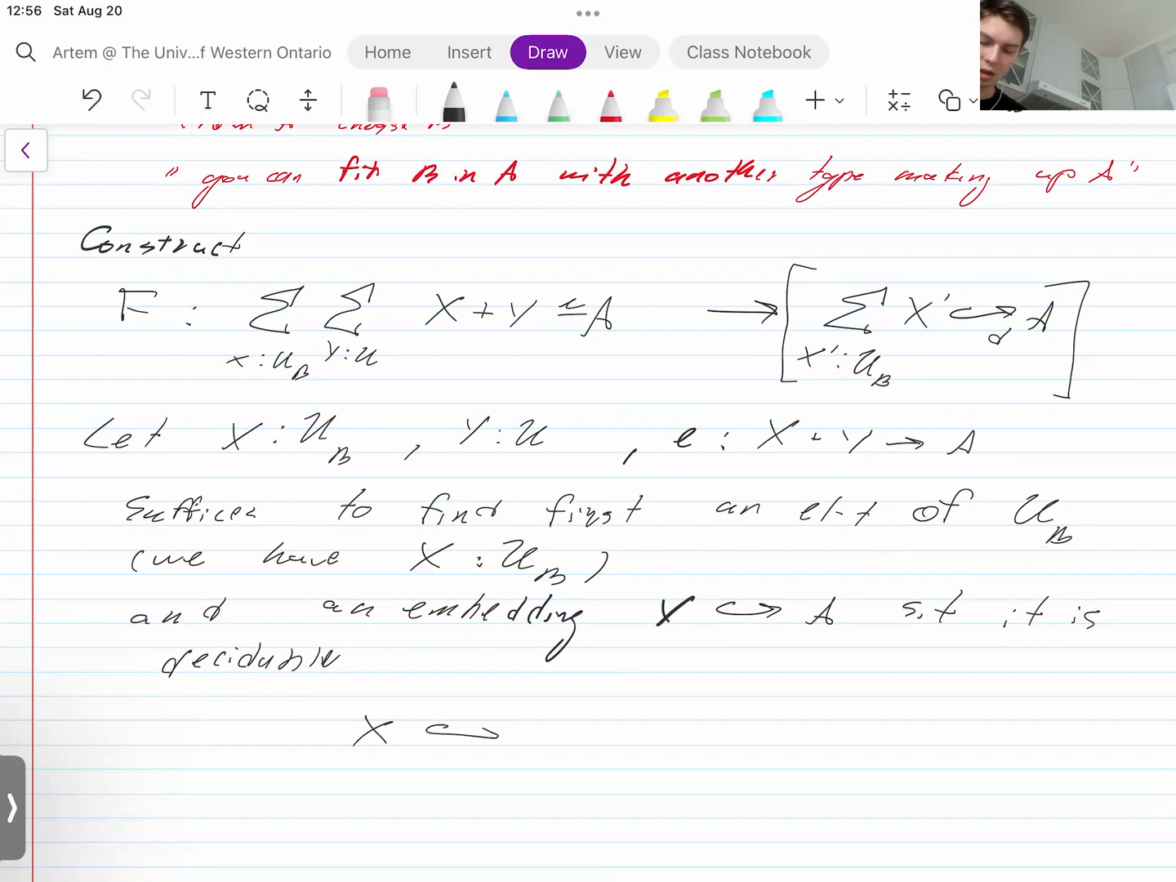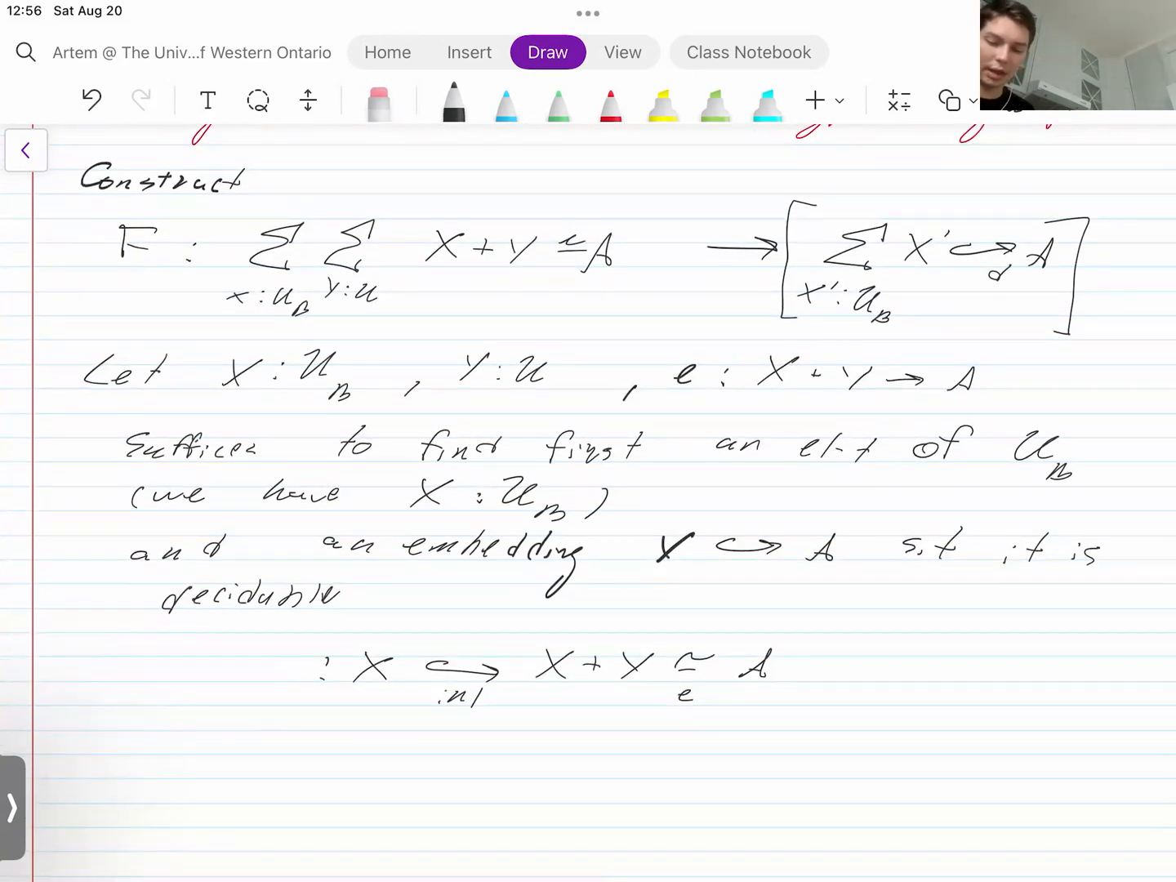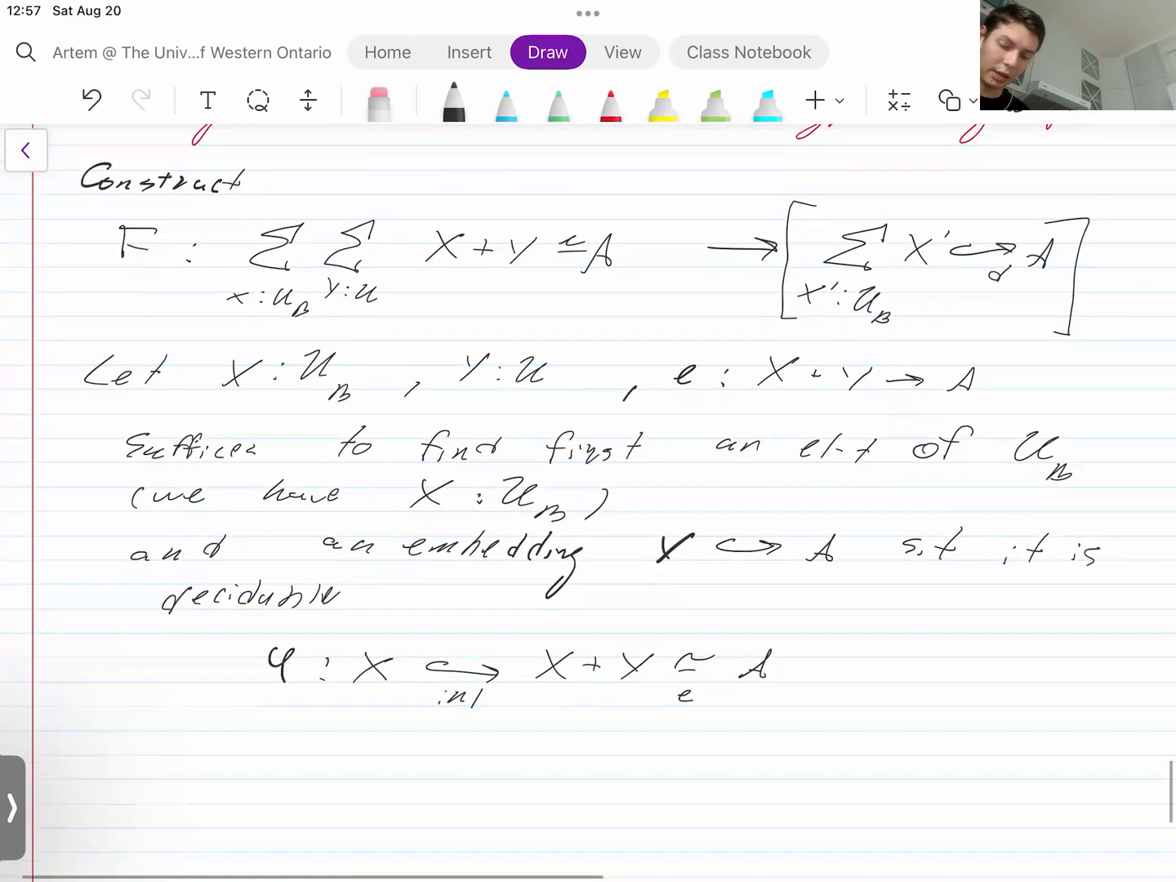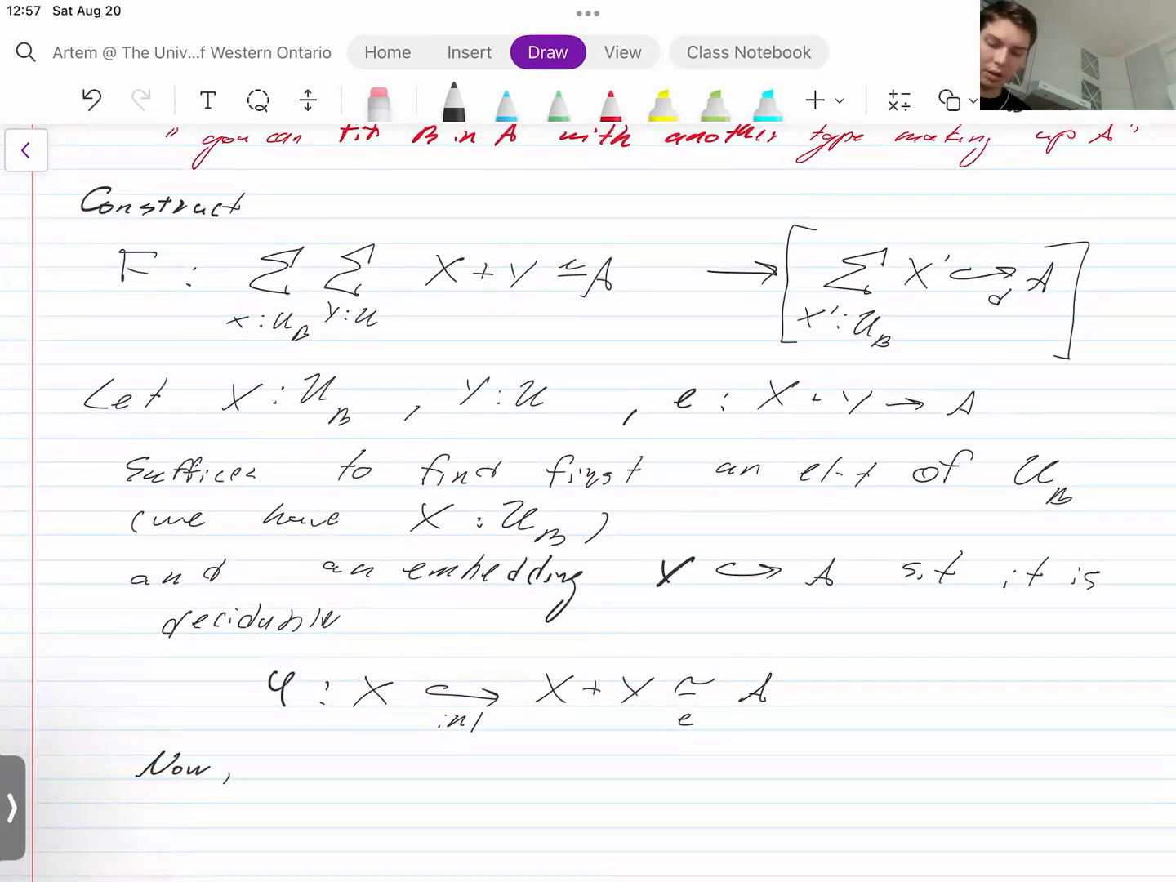So we have such an embedding in the following way. We have X, which embeds via left inclusion into the coproduct of X and Y. And we also have an equivalence here, E. So their composition is going to be indeed our needed function. Equivalences are embeddings, and embeddings compose. So phi is indeed going to be an embedding. Okay, so now we need to show that it is decidable.